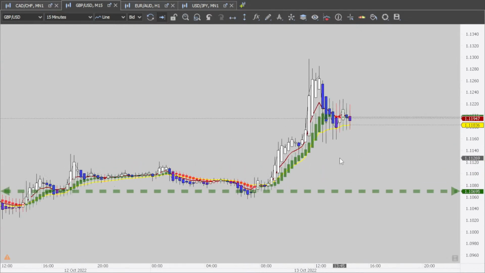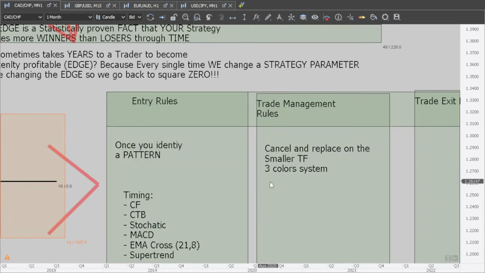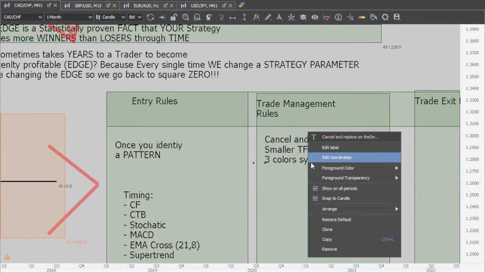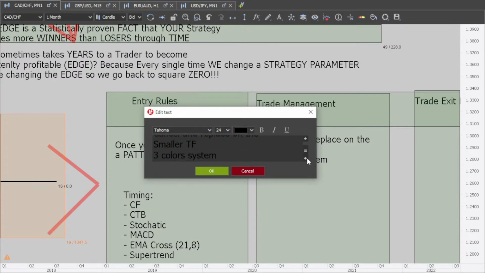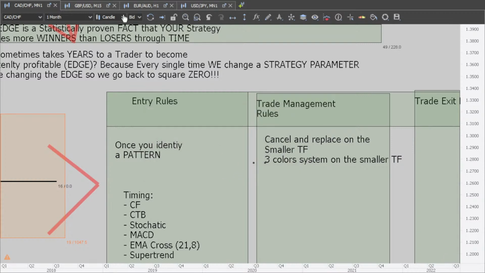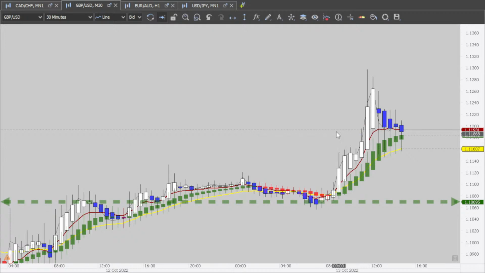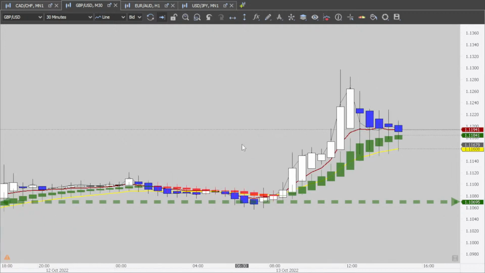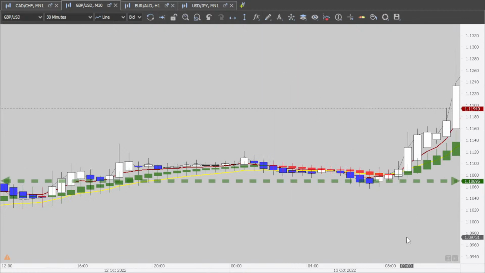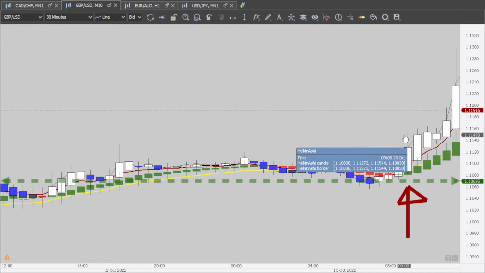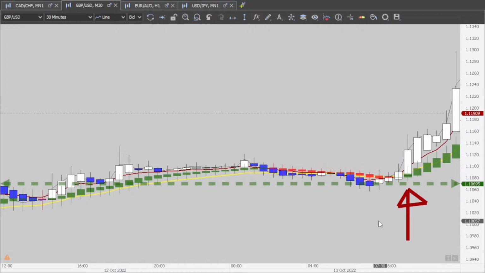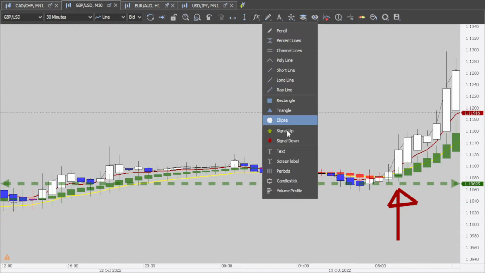how would I manage my trade? Let's say that I am using the 3-color system, it's just an example, 3-color systems on the smaller time frame. Just an example, there is no right or wrong. So I'm Julius, I entered on the 4-hour chart, and now I'm going to go on the 30-minute chart. I have entered in here, going long, buying GBP USD. So I'm staying in the market, and here is the example, right?